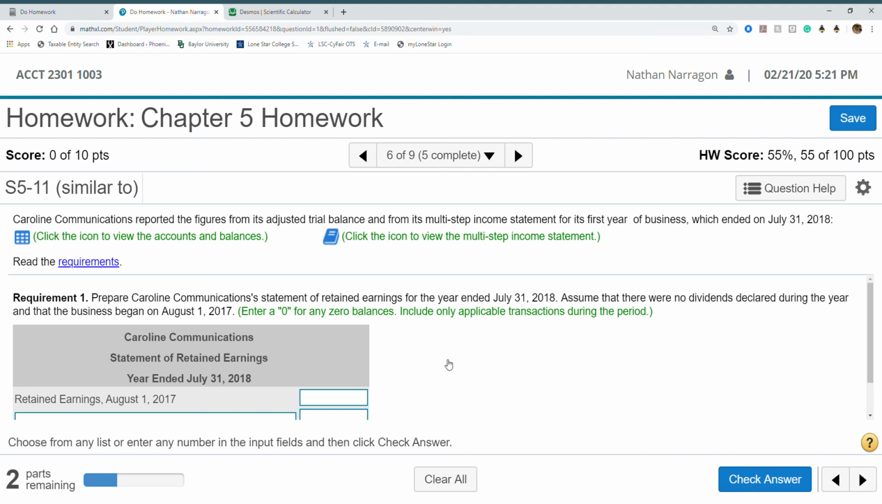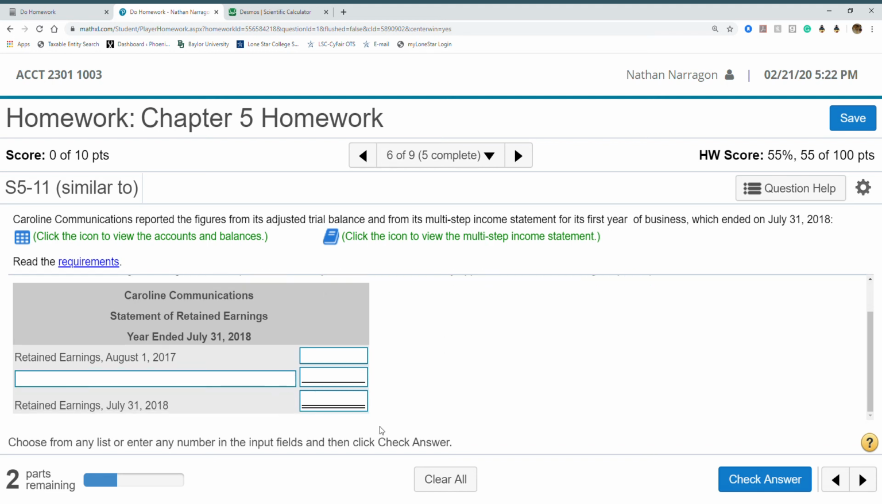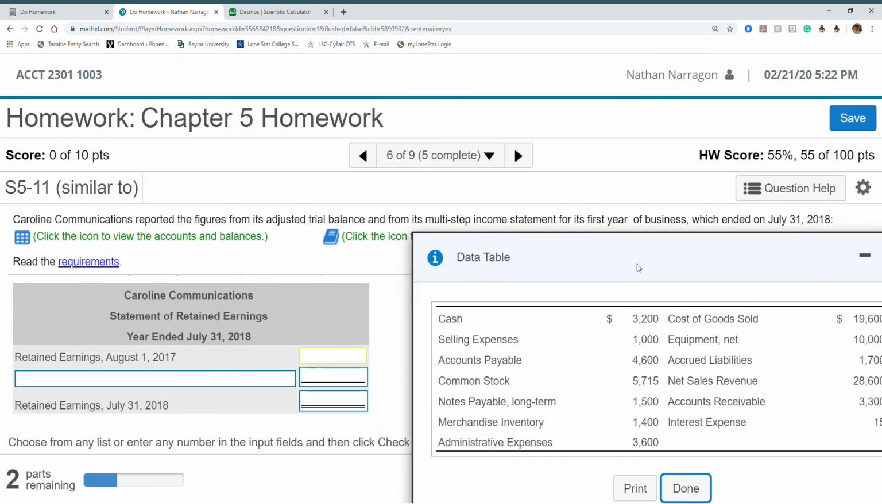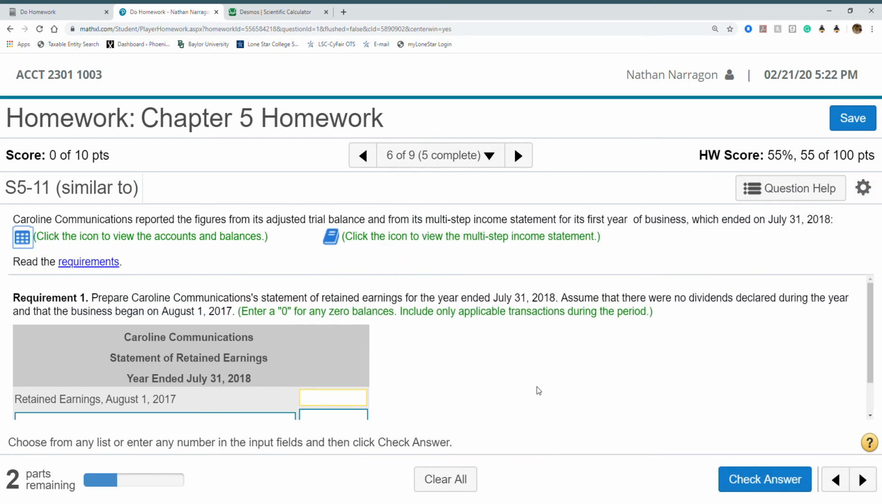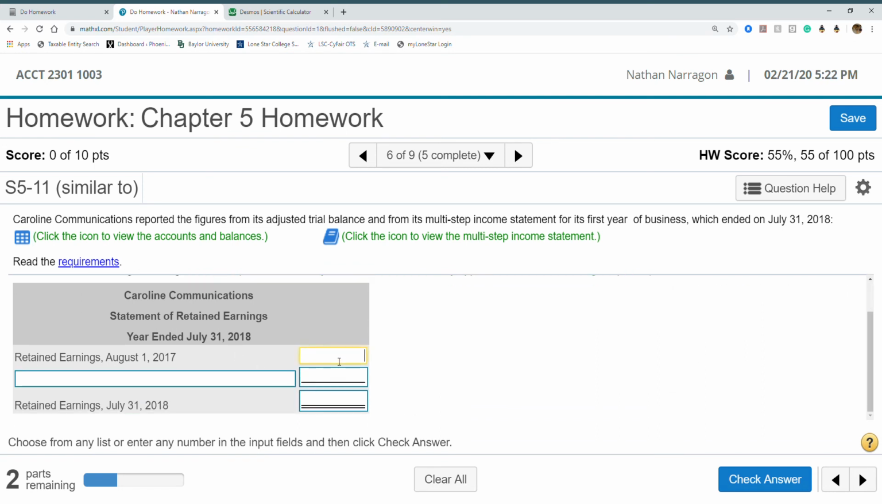Okay. Ooh, interesting. Again, preparing financial statements. Prepare Caroline's Communication statement of retained earnings for the year ended July 31st, assuming that there were no dividends declared during the year and that the business began. Okay. So right here, let's see if we can find retained earnings. Nope. And they said, again, it began on August 1st, 17. So this is 0.